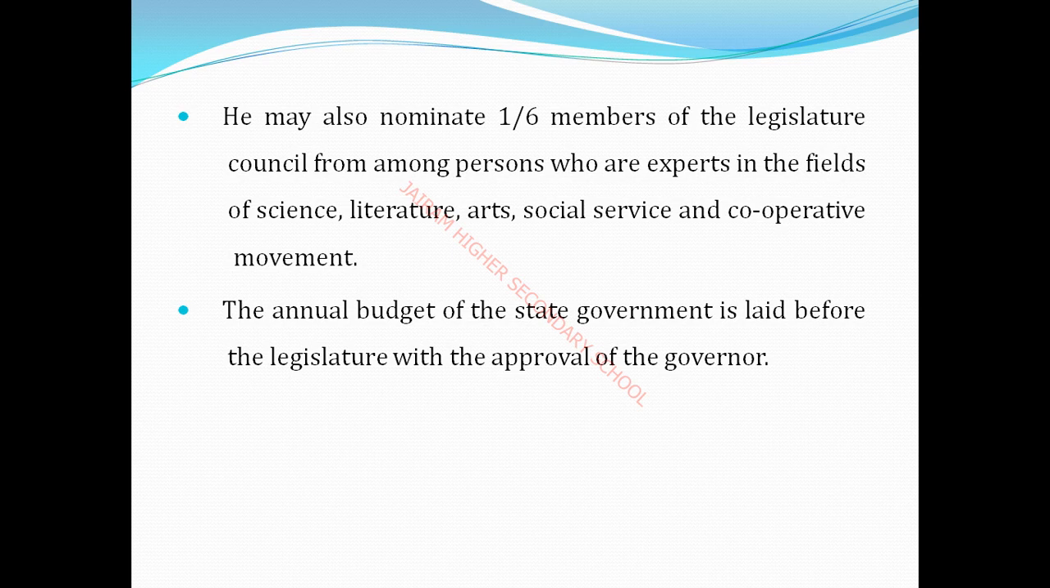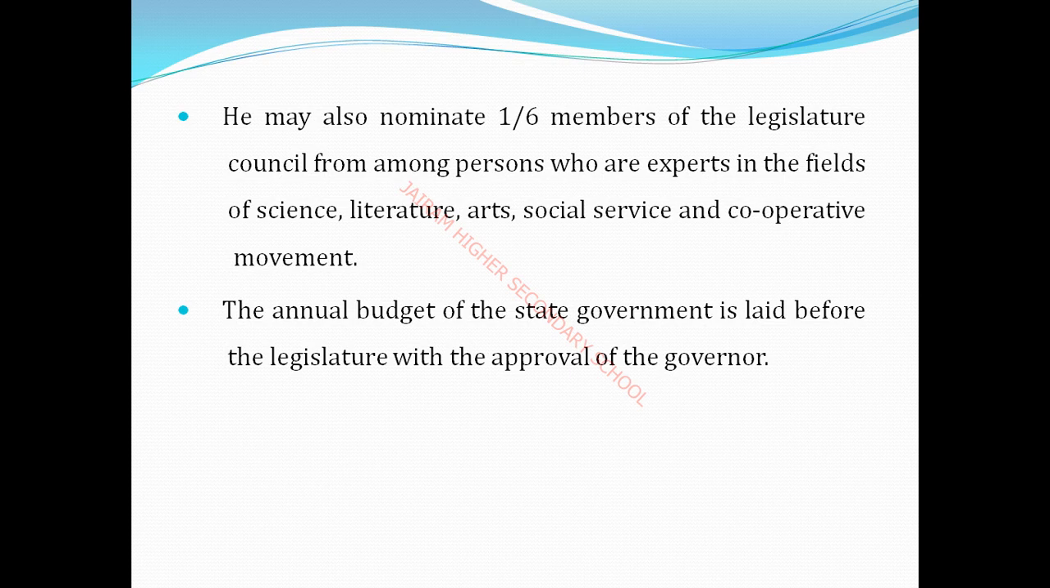Children, see here, in this case 234 divided by 6, the answer is 39. That means 39 is 1 by 6th of the 234 constituencies' members. From the constituencies the members were elected. Here the governor nominated 39 persons and granted them a posting in various departments of the people they belong to.